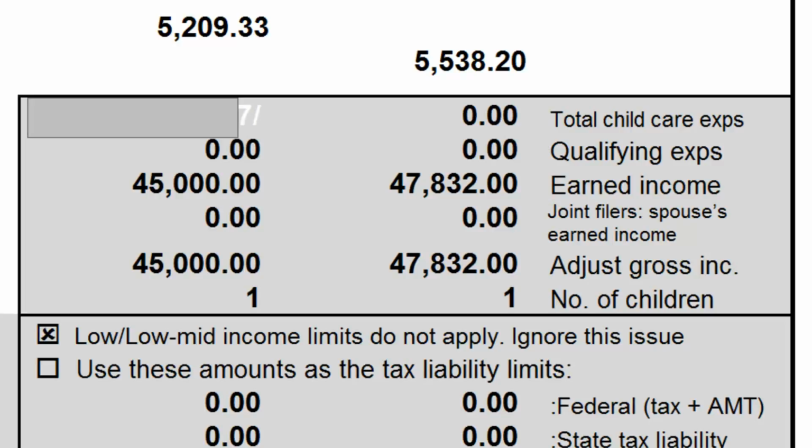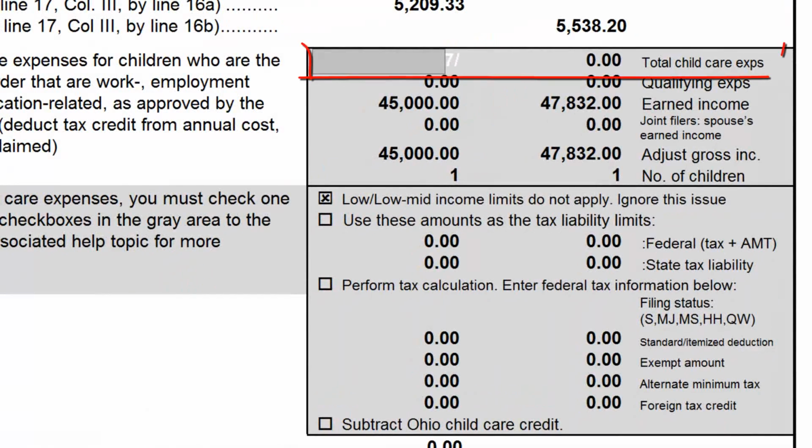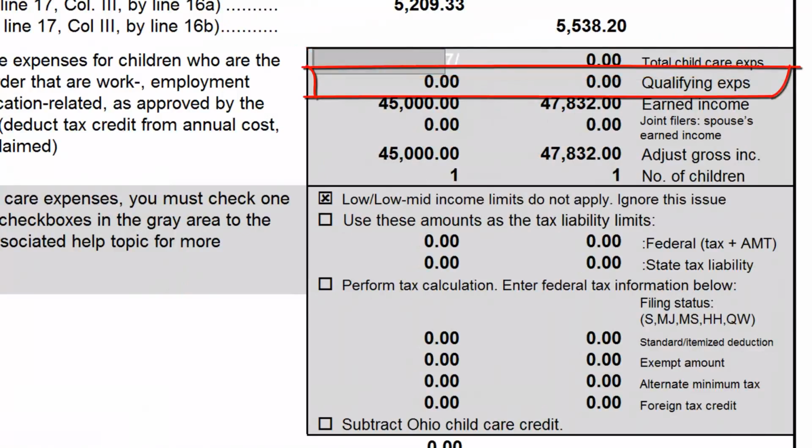What you're doing there is providing most of the information that's required for Roxy to do an estimated tax calculation. We start with the total child care expenses. That's usually straightforward enough. The second field, however, sometimes causes confusion.